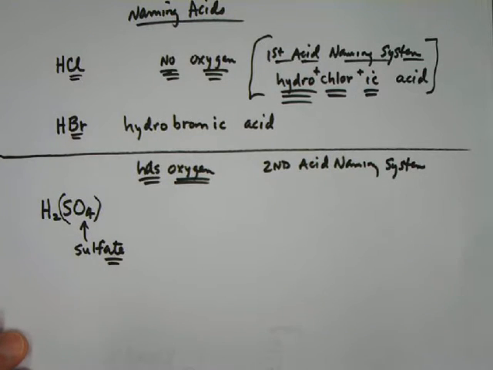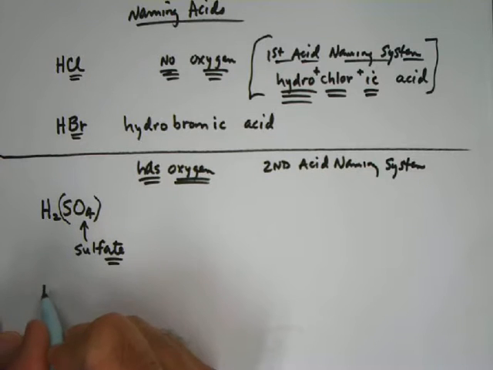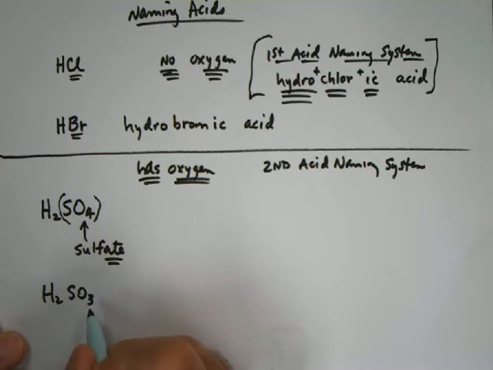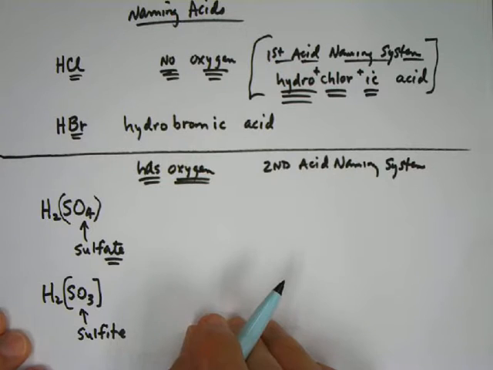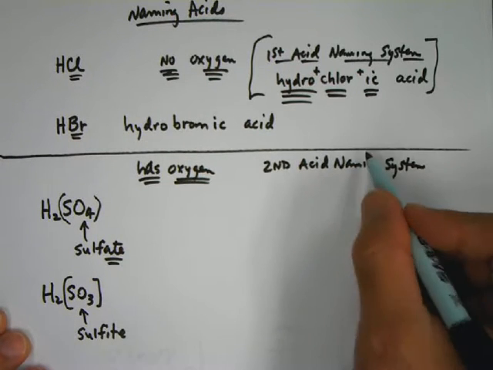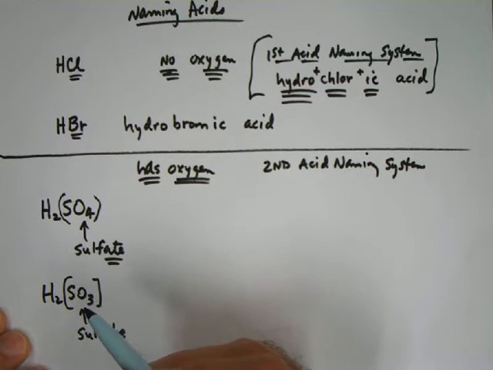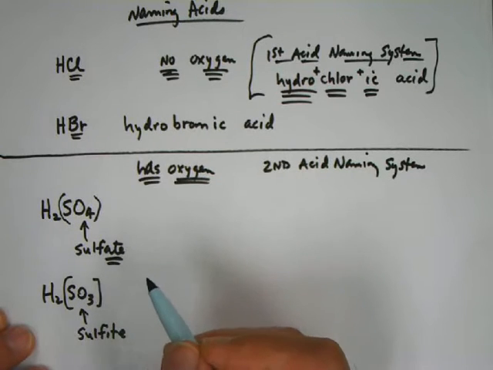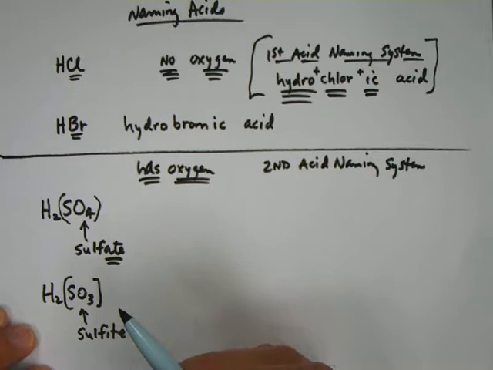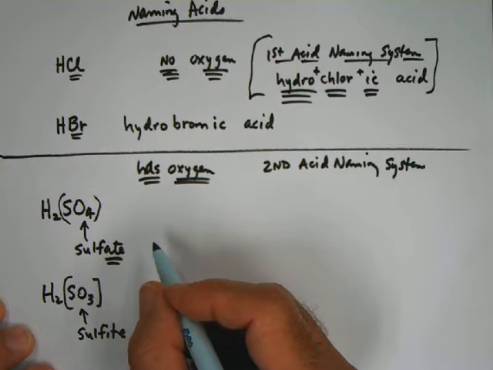What's the difference in the naming? Well, both of them have oxygen. With this one here, since the polyatomic ion ends in ATE, what we do is we replace the ate with ic. We do not use the word hydro in front, like we did for the other acid naming system where we don't have any oxygens. With this one, no hydro in front. You don't use hydro.